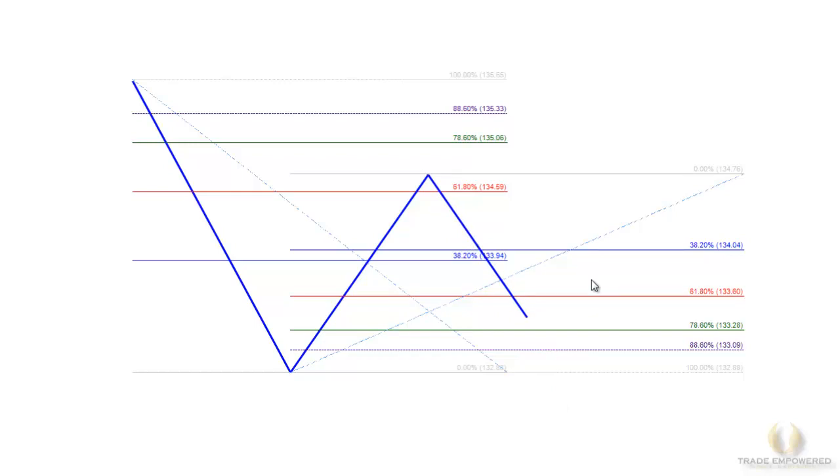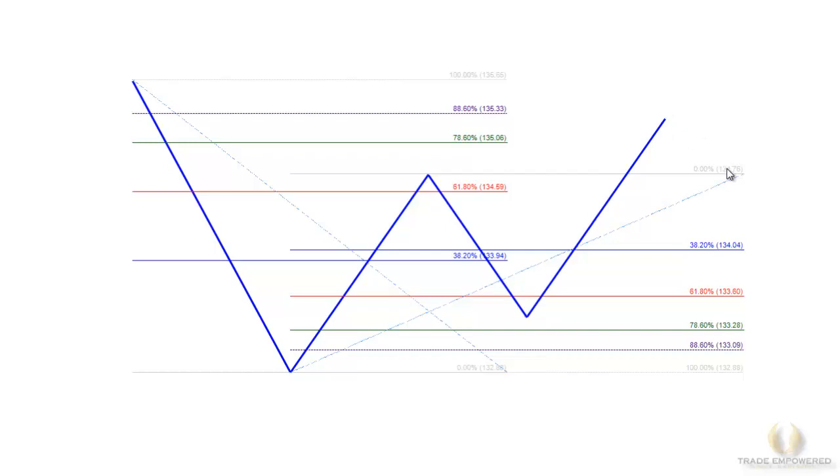Lastly, to look for our pattern completion, we're looking for a few things to line up. First, we're going to predict an AB equals CD pattern completion. So I'm going to take my A to B leg, copy and paste that, and I'm going to project an equal measure move.